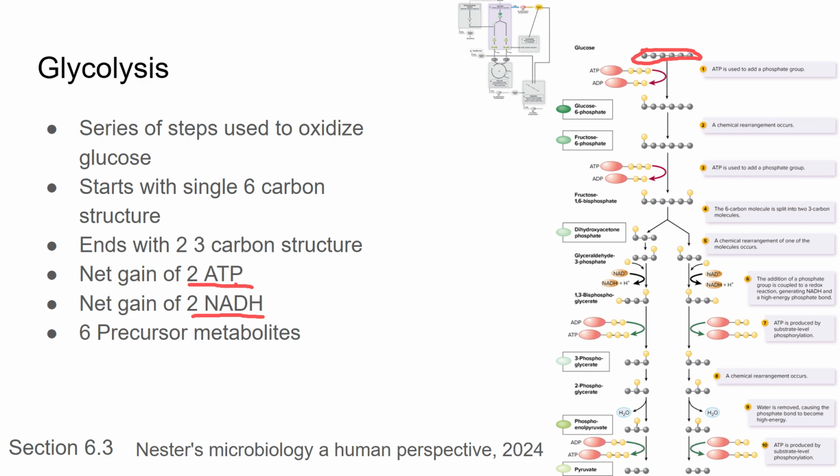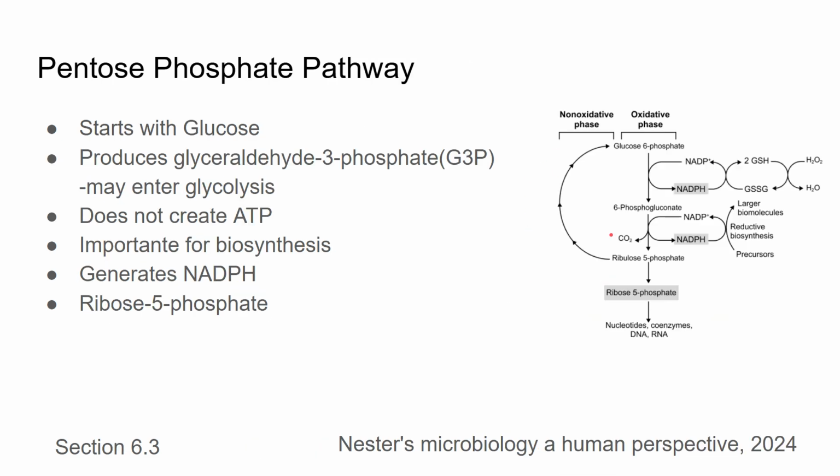And those can be, the ATP is going to be the substrate level phosphorylation, and we can use those electrons later on for oxidative phosphorylation. There's also going to be 6 precursor metabolites within glycolysis. That's going to be glucose 6-phosphate, fructose 6-phosphate, dihydroxyacetone phosphate, 3-phosphoglycerate, phosphoenolpyruvate, and then pyruvate. All those things can be used in other pathways to build up biomolecules.